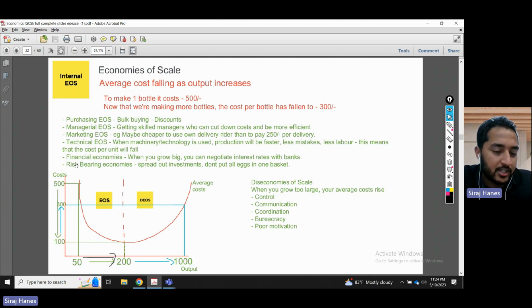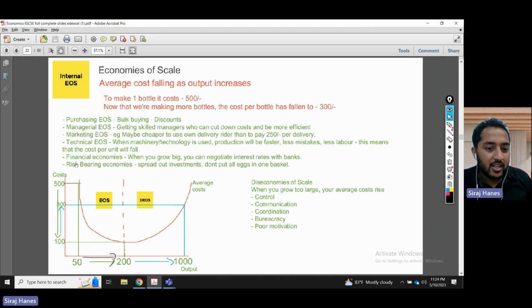Few different types of economies of scale. Purchasing. Now we're making water bottles, we're buying the plastic and all the raw materials. This costs money. So when we buy in bulk, when we buy in huge stocks, they give us discounts. When they do give us discounts, the cost per unit will fall. Another one, managerial. Let's say we employ a very specialist, skilled manager. Now that we're growing big, we can afford a skilled manager. They'll help you to cut down costs. They'll reorganize production. They'll do something really well that the cost per unit will fall.